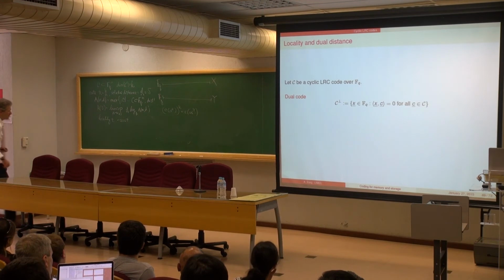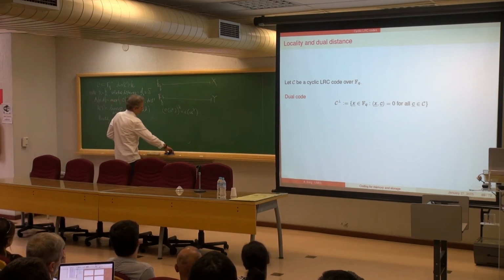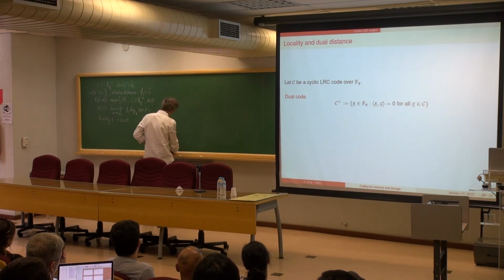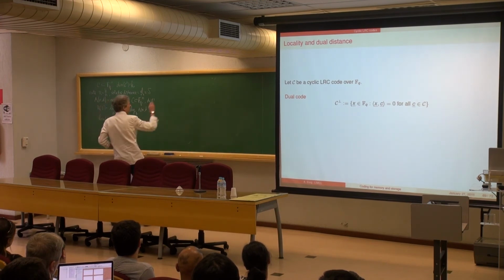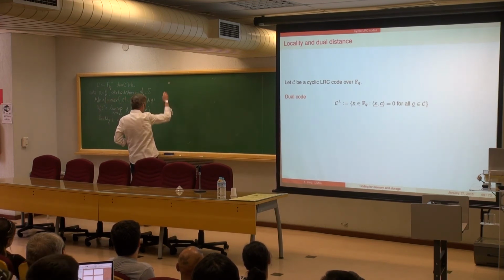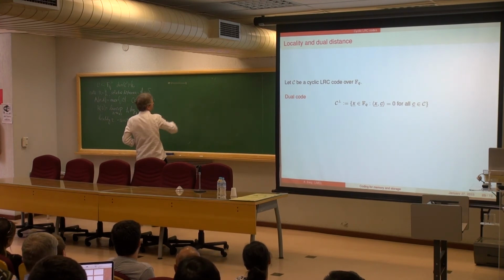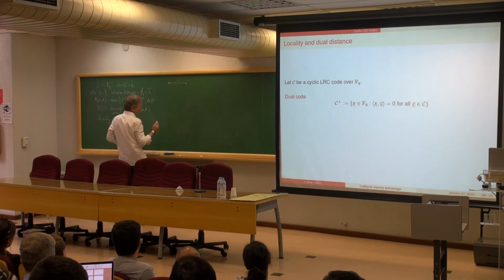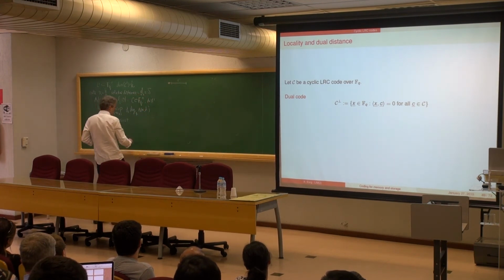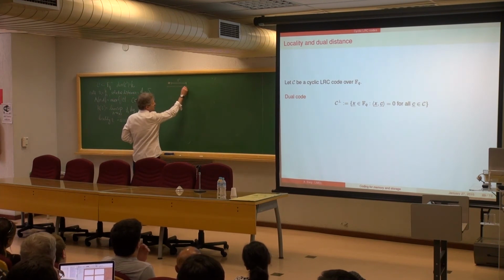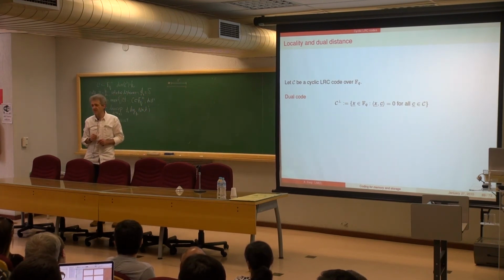If we recover a coordinate, so let me say this is the coordinate that is lost, and then we recover it by accessing this set of R coordinates, well, this means that the code has a parity check of the following form. This is a row in the parity check matrix.